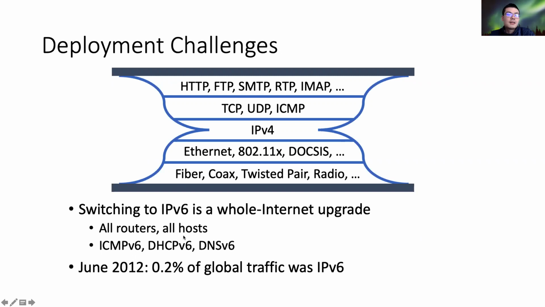And there's also a DNS, right? So domain name service. This also needs to be v6. The only service is in the application layer, not in the transport.